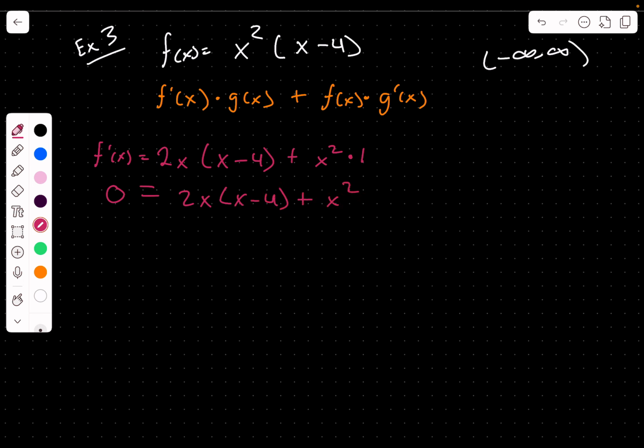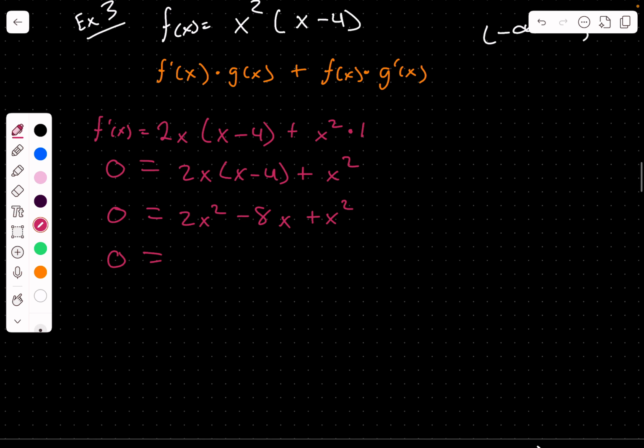Okay, so I'm going to actually distribute this and then try to simplify it because we can pull out those x's. So 2x times x is going to give you 2x squared. 2x times -4 is going to give you -8x. And then we have that plus x squared. So let's combine our like terms.